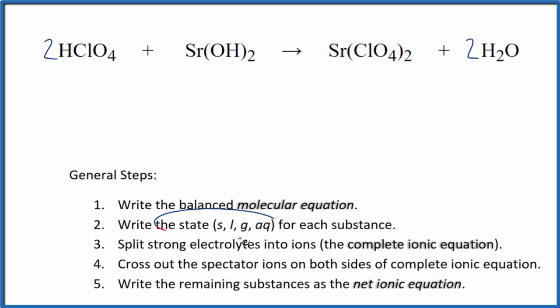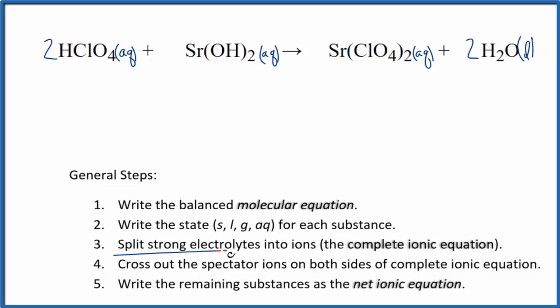Next, we need to write the state for each substance. This perchloric acid is a strong acid, so it'll dissolve completely in water, dissociate into its ions. Strontium hydroxide, that's considered a strong base, so that's going to be aqueous as well, dissociate into its ions. For perchlorates, if you know your solubility rules, very soluble, aq, and then water, that's a liquid. So we have our states.